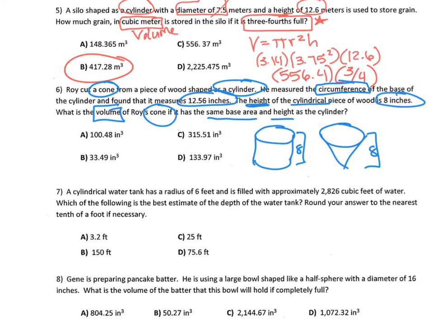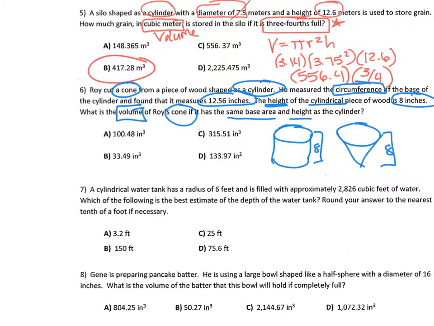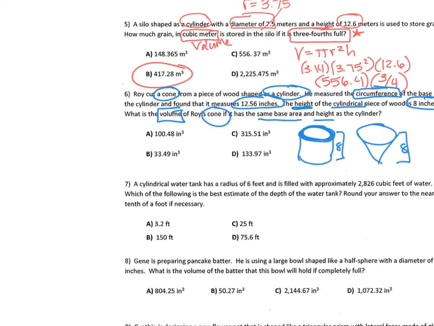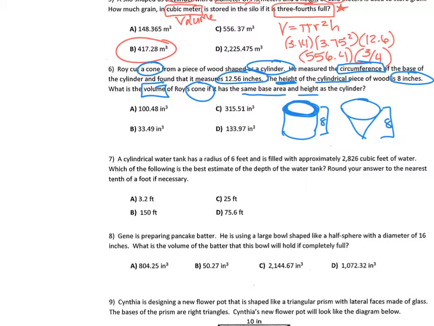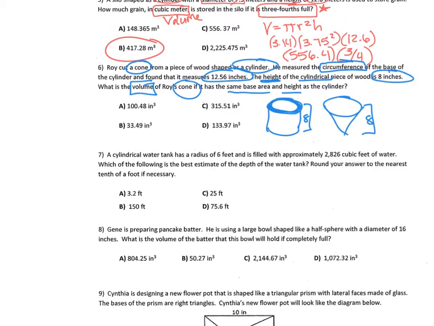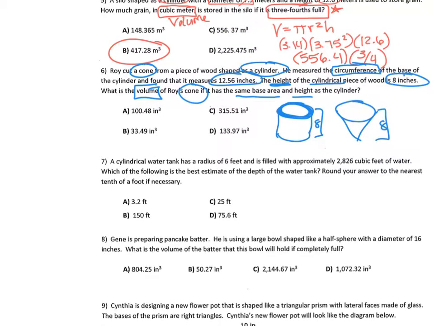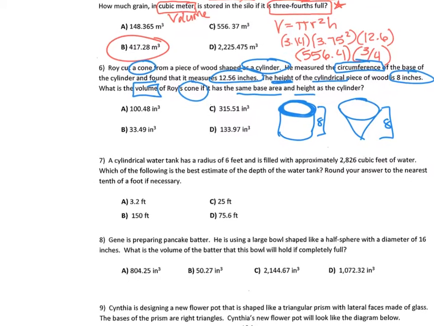But the thing is, they gave us the circumference of the base. So around. Is that the radius? So around it. Looking at your reference sheet, what are some formulas for circumference? 2 pi r and pi diameter. So what we're going to have to do is work backwards using that circumference and find the diameter.